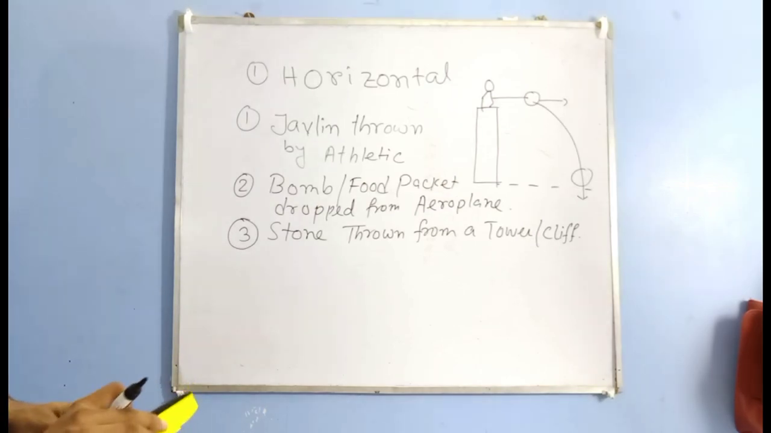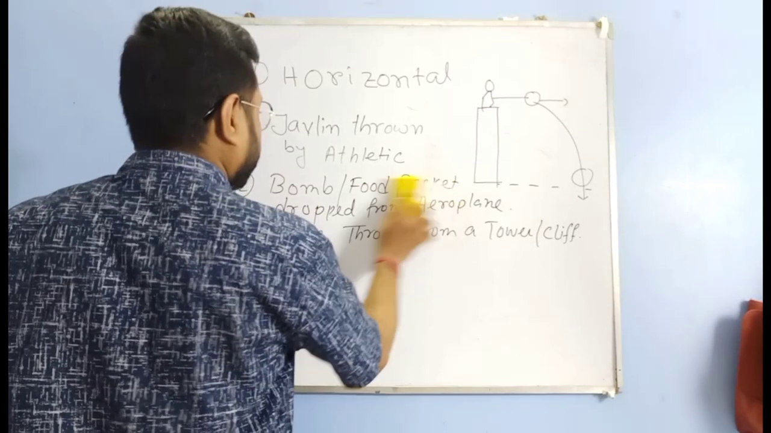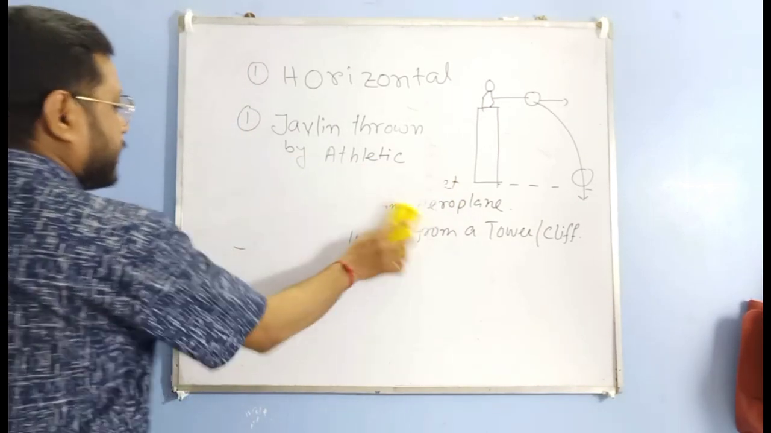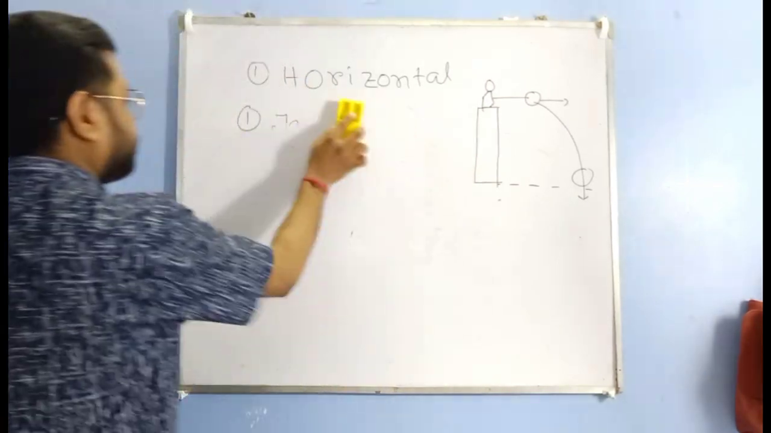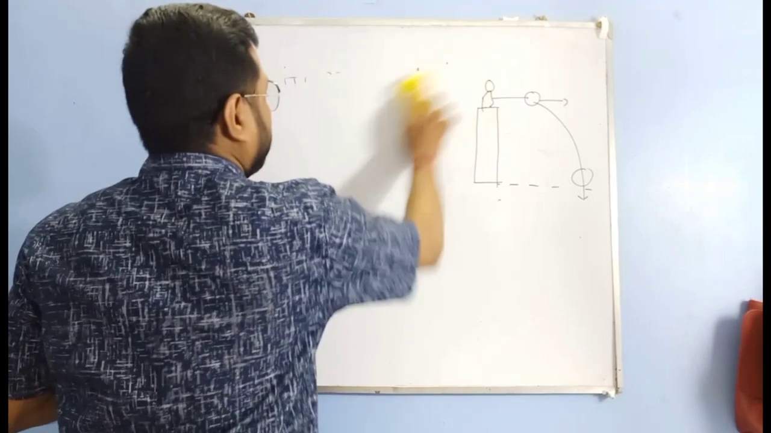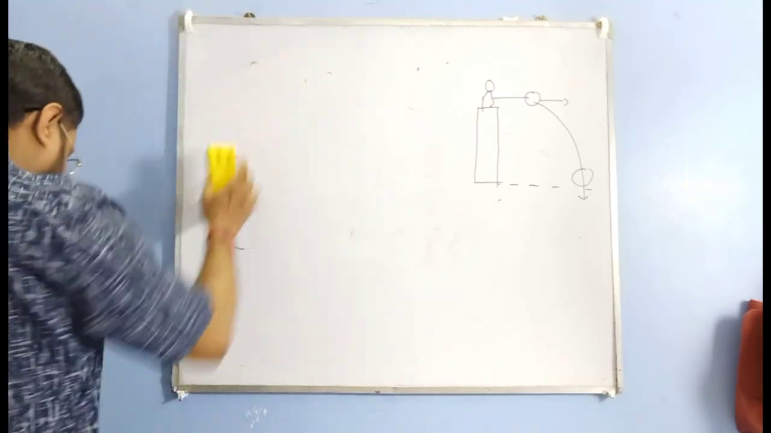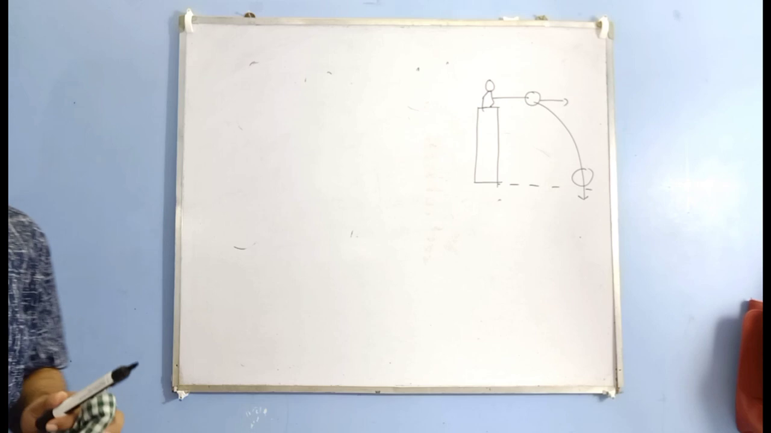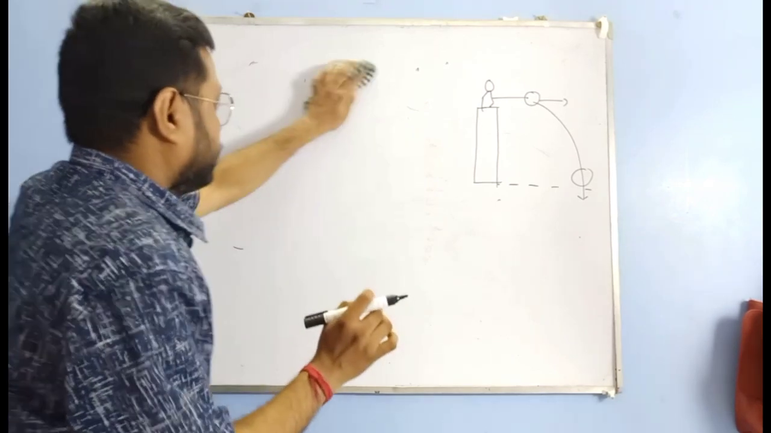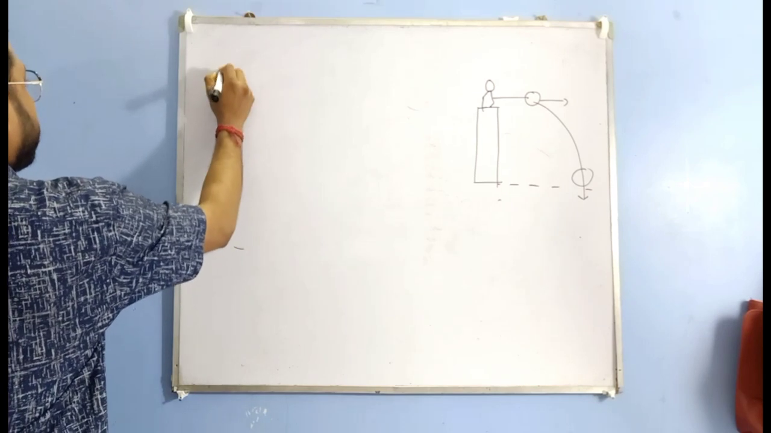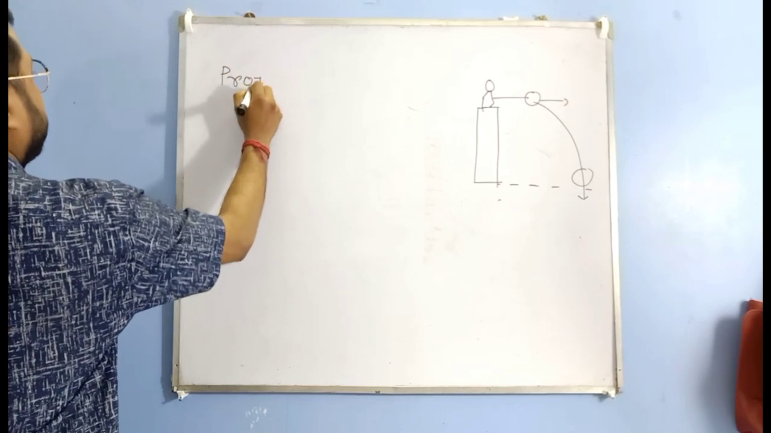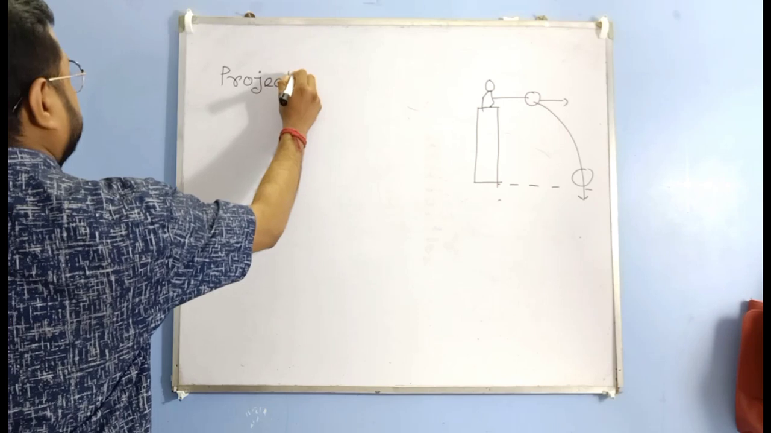Okay, so now we get what a projectile motion is called. What is the definition of projectile? Now we go with the definition of projectile. Please take your copy. We can now give the definition of projectile.